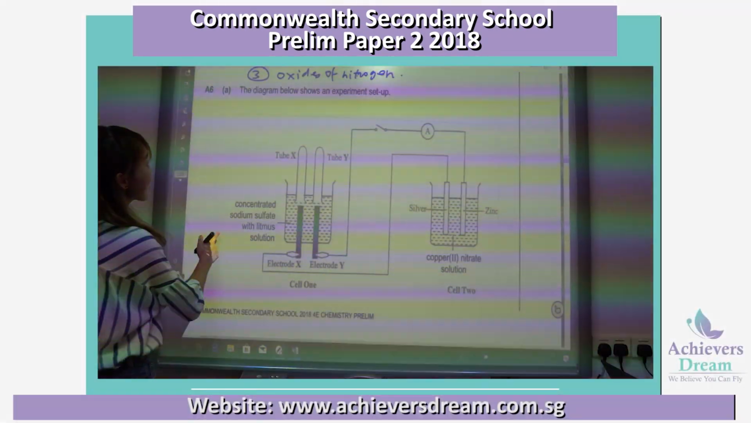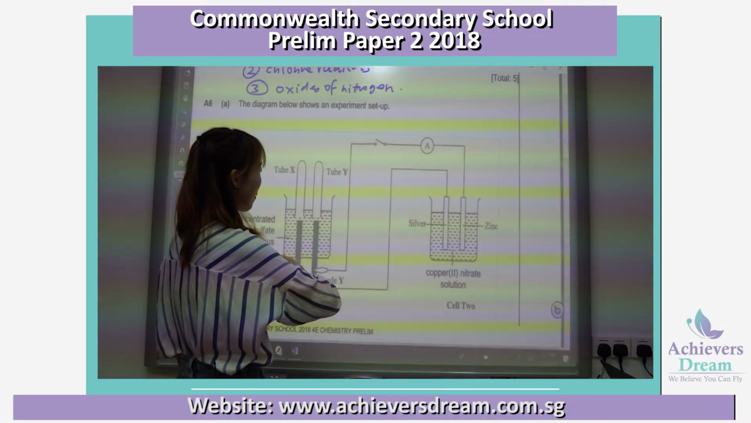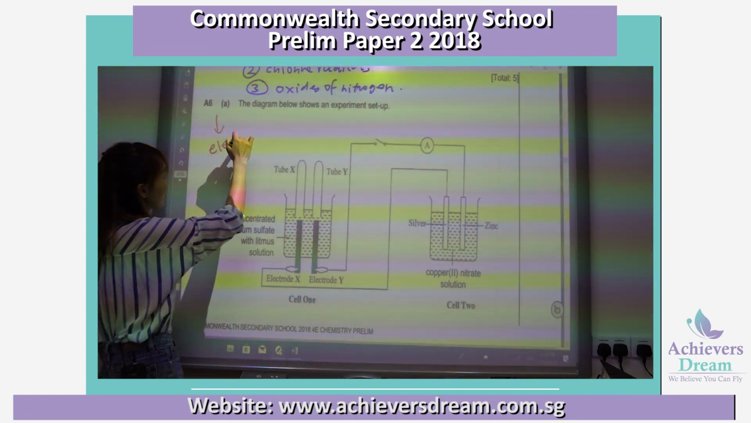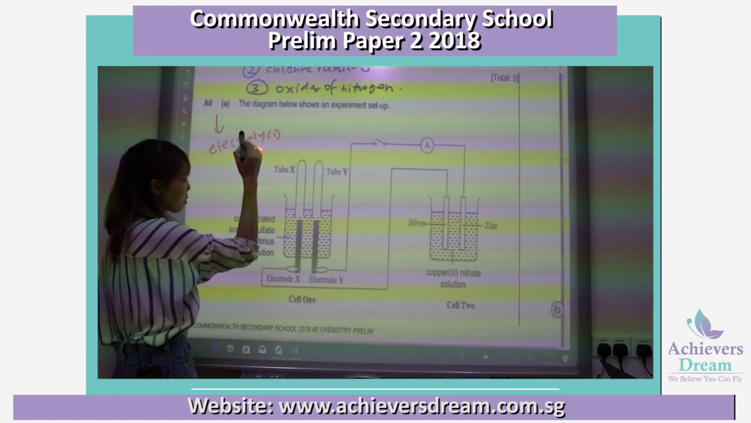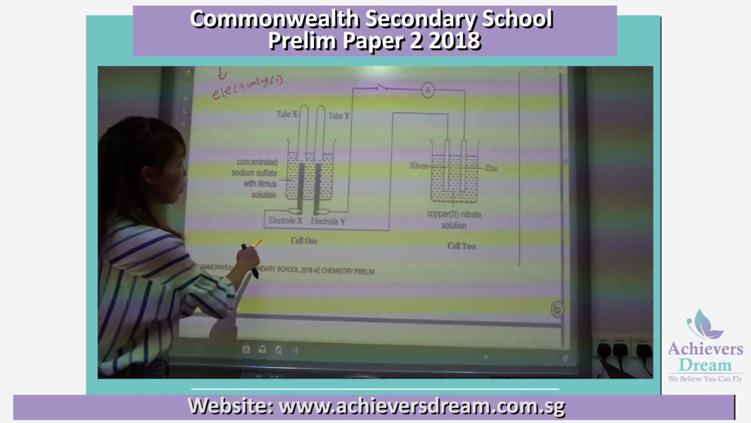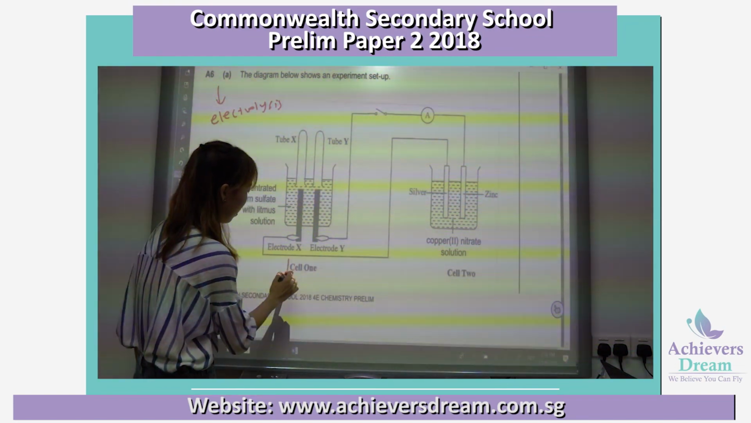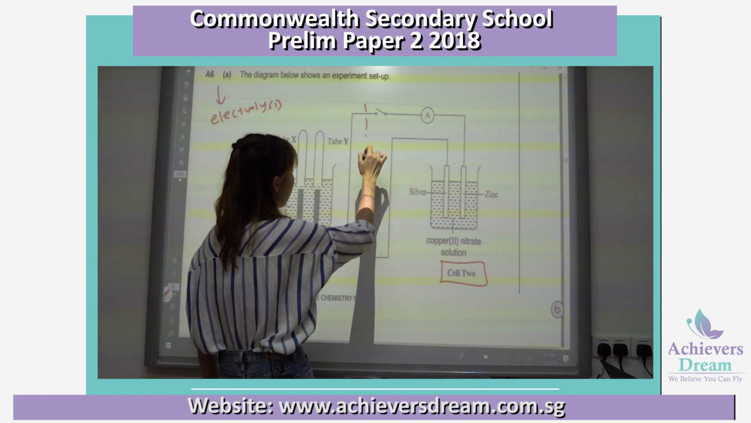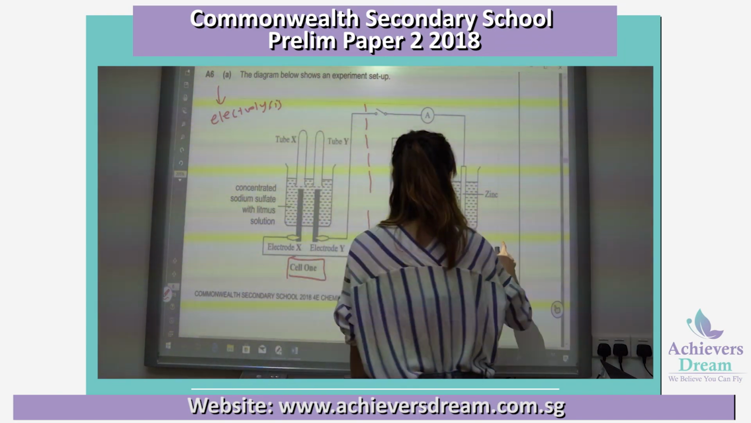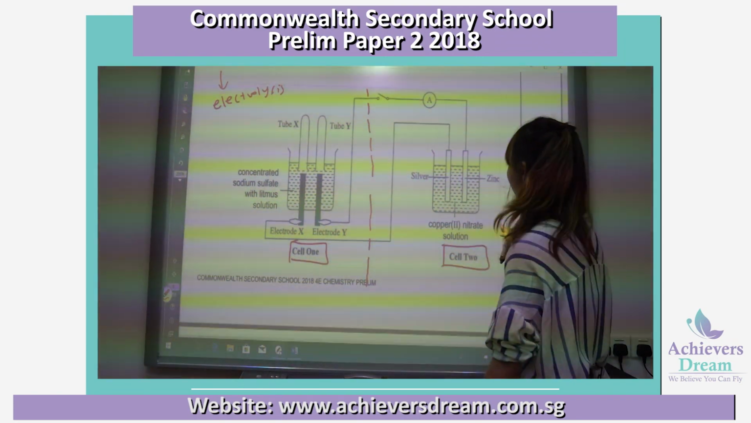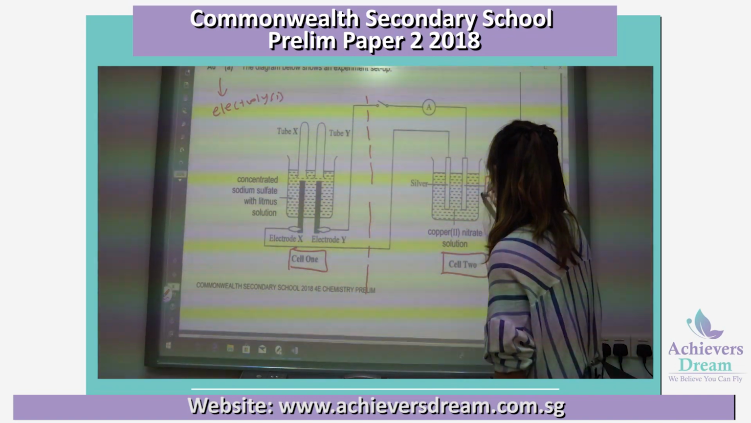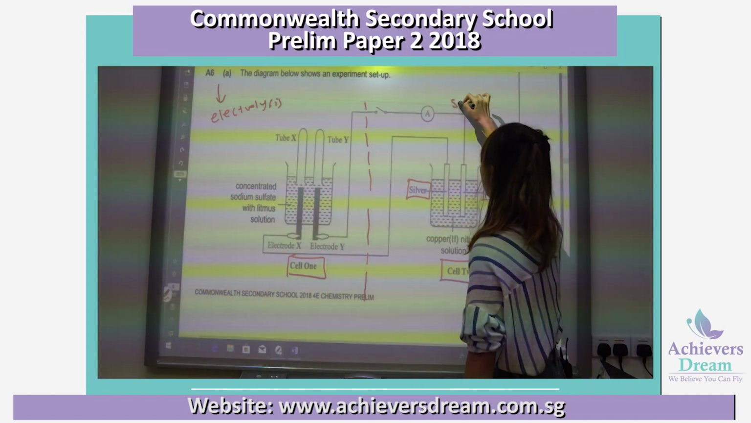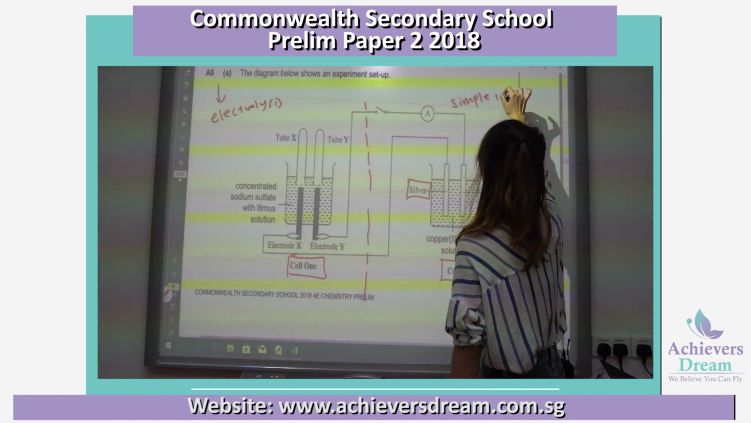Okay, for question 6, they say the diagram shows this experimental setup. From this setup, I know that it is an electrolysis question. If you notice this diagram, it's separated into cell 1 and also cell 2. So 2 different cells. Now let's focus on cell 2. For cell 2, I have zinc electrode and also silver electrode. Immediately, I know that this must be a simple cell.